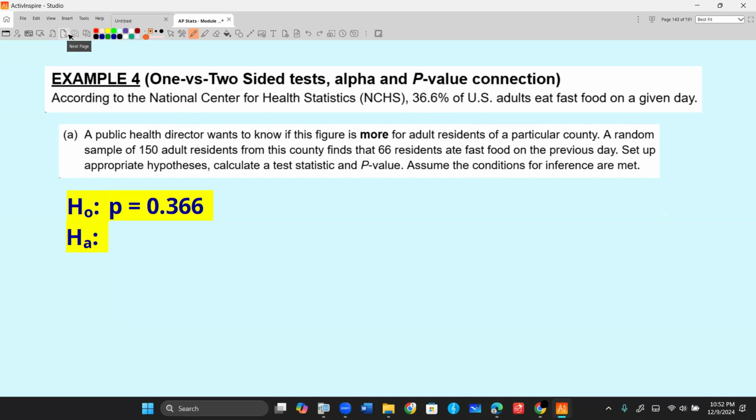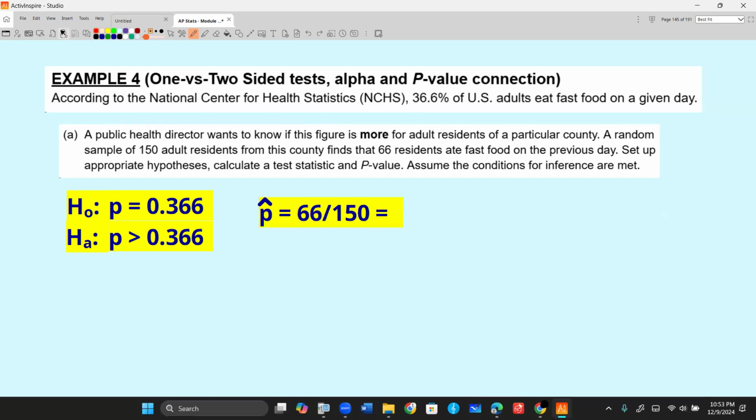Our alternative, in this case, a public health director wants to know if the figure is more. That's greater than, y'all. So p is greater than 0.366. So I'm not going to define this, but let's go ahead and calculate our test statistic.